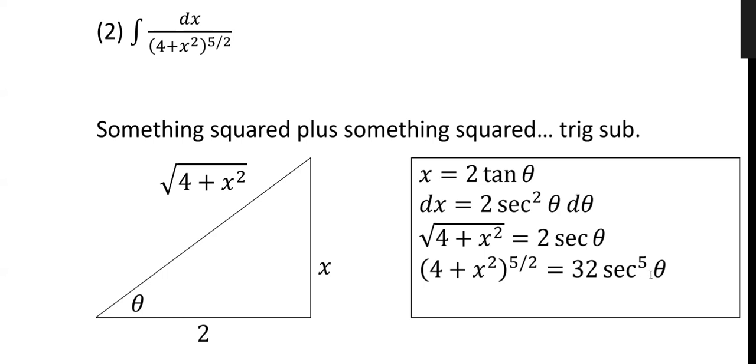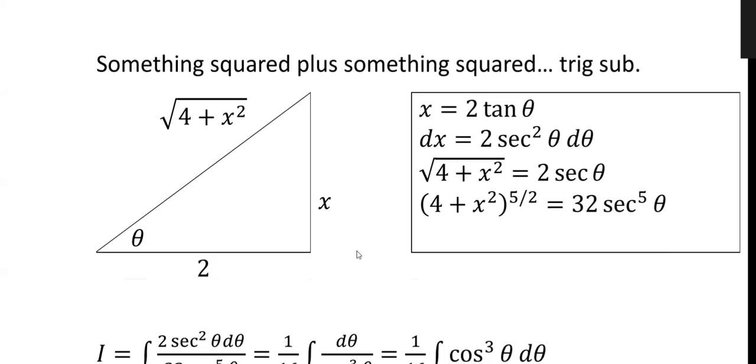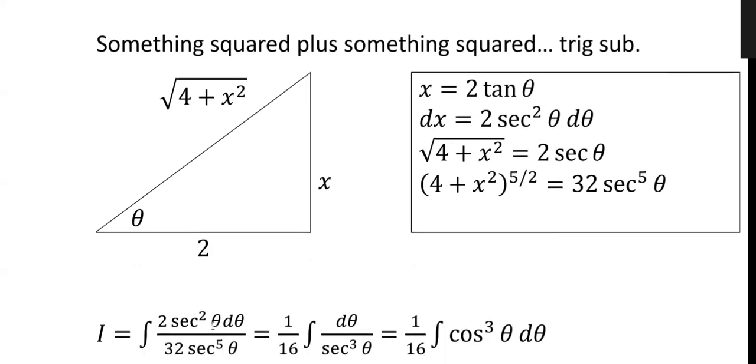Okay? Now we substitute everything in this integrand with what we just found, in terms of theta. So we get this over here. We start simplifying. This 2 over 32 is 1 over 16. That's a constant. Pull it out in front. Secant squared divided by secant to the fifth, that's secant cubed on the bottom.